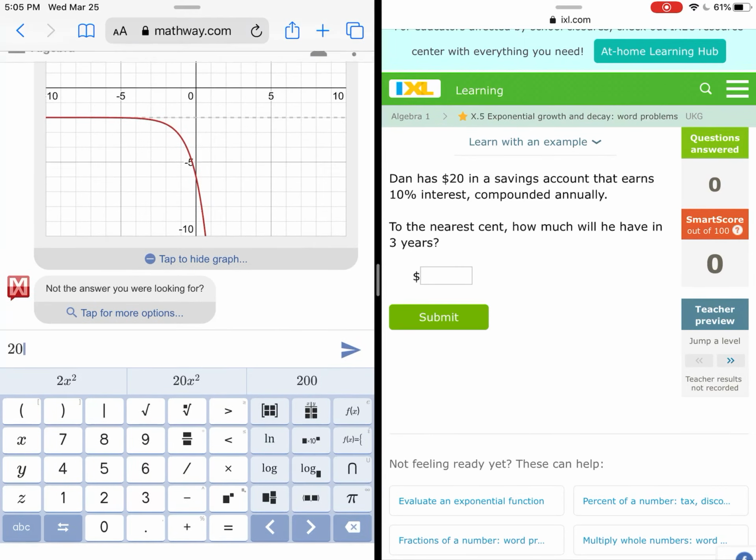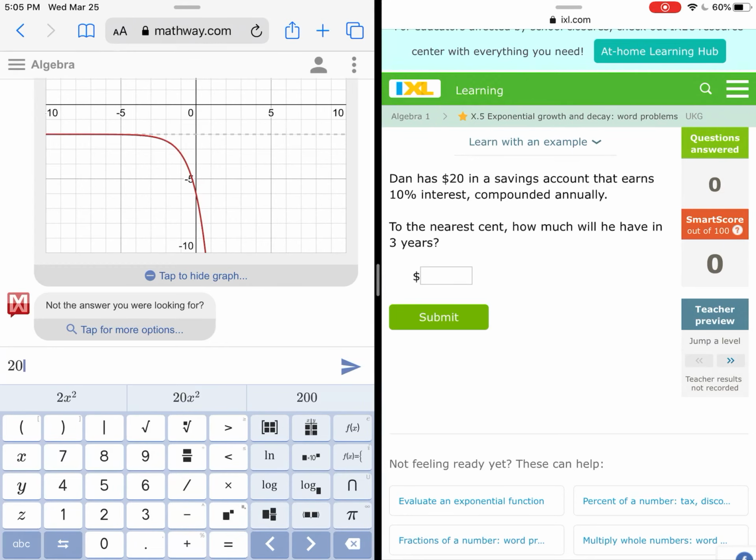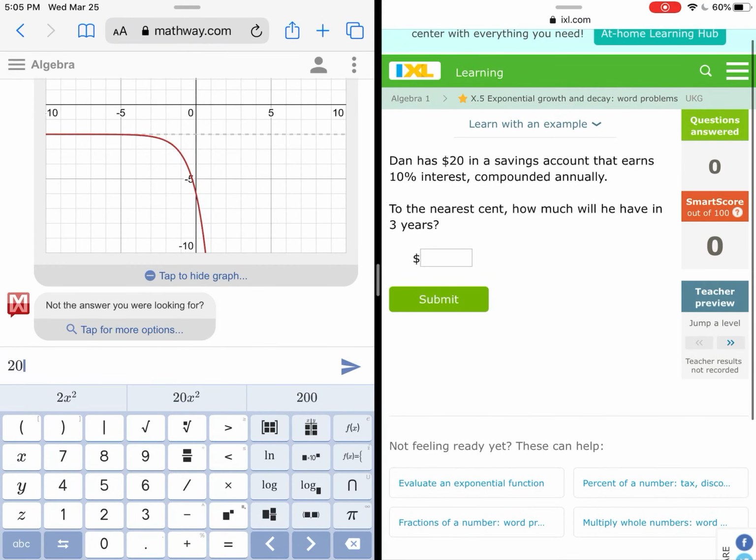So if you notice here on the left side, I am typing them into Mathway. You're going to have to be doing the same as well, but with your questions, your examples. And I'll do a few more. So 20 is your initial amount, then parentheses. It says here that he's earning 10% interest compounded annually. So what's happening here is it is growing. It is going to increase.